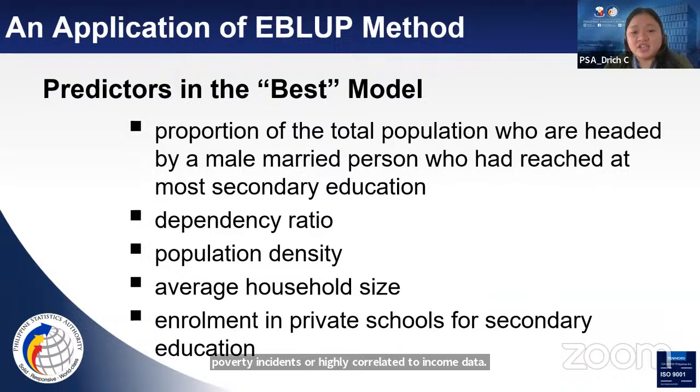And then the dependency ratio, wherein we also consider the household members who are dependent on the income generating members. For the area level auxiliary variables, we also include population density, the average household size, and whether the dependent children are enrolled in private schools for secondary education. Those are also good auxiliary variables to include in our model. Just to differentiate, for the E-BLUP method you can use area level variables, while for the ELL method, you can use area and unit level auxiliary variables. So maybe in the next session we can also differentiate the data requirements when generating small area estimates using the E-BLUP and the ELL methodology.